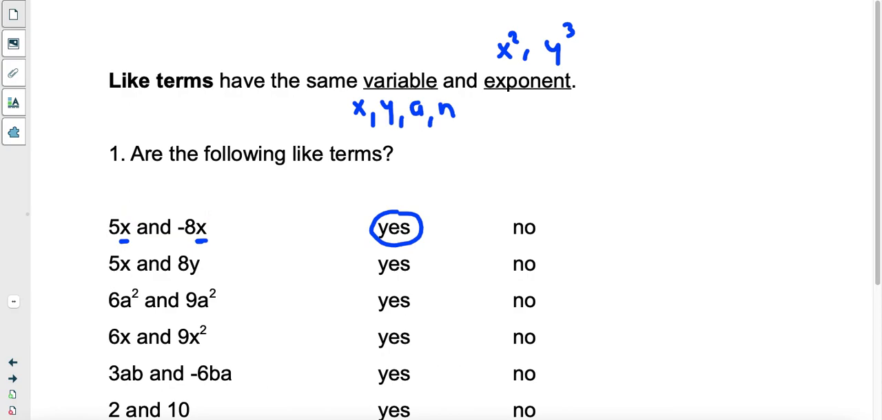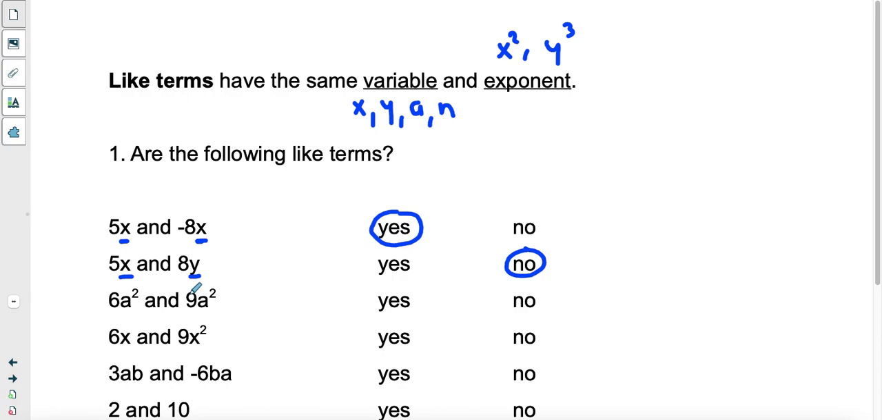Next one, 5x and 8y. These are not like terms because they have different variables, right? This one here has an x, whereas this one has a y. So since they have different variables, they are not like terms.